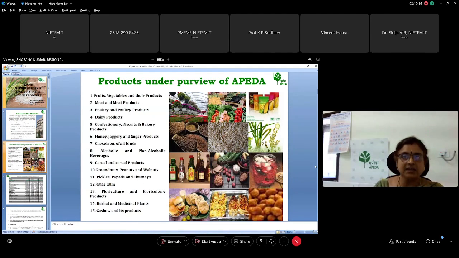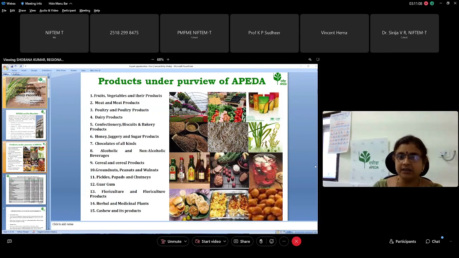The products under our purview, which are mandated by us, are all the agricultural products, except for tea, coffee, spices and coconut. Those do not come under our mandate, as there are separate promotion bodies: Tea Board, Coffee Board, Spices Board, and Coconut Development Board. Apart from those, all fruits and vegetables, rice, wheat, cereals, pulses, dairy, animal products such as meat and poultry, groundnuts, pickles, guar gum, floriculture, herbal medicinal plants, cashew and its products are all under our mandate.